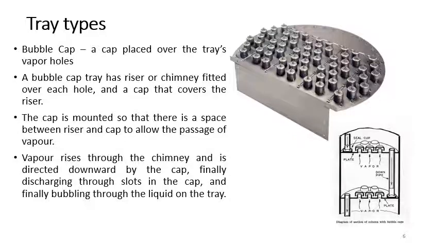The next type of tray is the bubble cap. If you have a look at this tray, these are the bubble caps. A cap is placed over the tray's vapor hole. So in this bubble cap tray, the flow arrangement of vapor goes up here, and then it mixes with the liquid, and then the liquid will go through the downpipe. The downpipe here is like the downcomer.